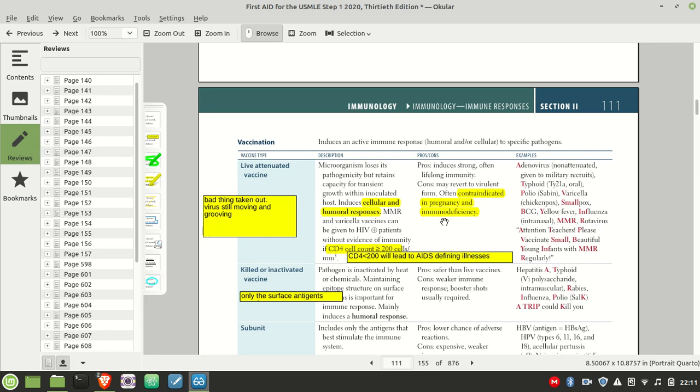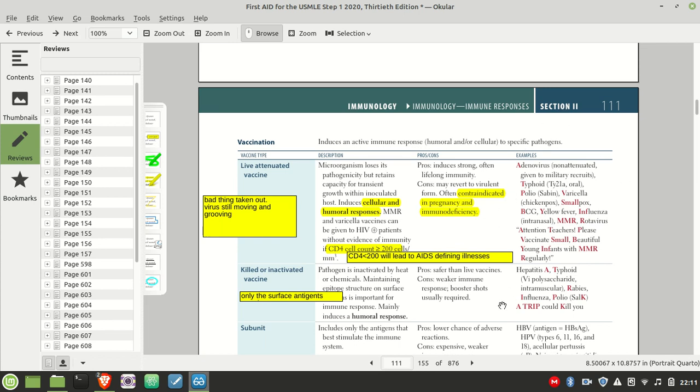Now, if you have a CD4 cell count greater than 200, you're probably okay. Of course, different doctors would say different things, but this is generally the test rule. And the reason is because when you have a CD4 count less than 200, it usually leads to AIDS-defining illnesses. And it's a bad idea to possibly infect people with AIDS because they won't be so hot at combating the illness.